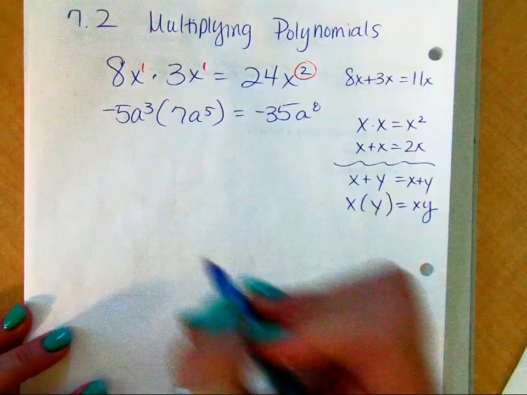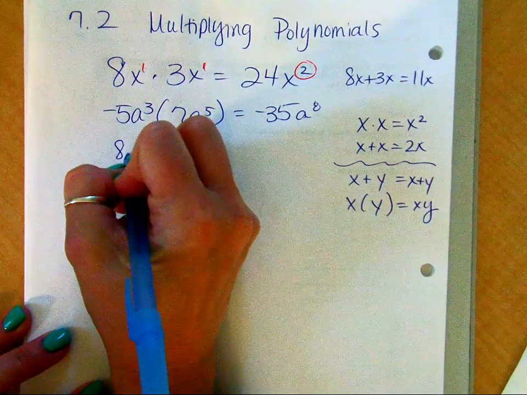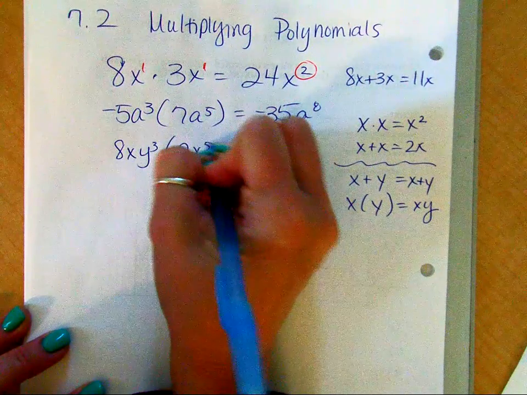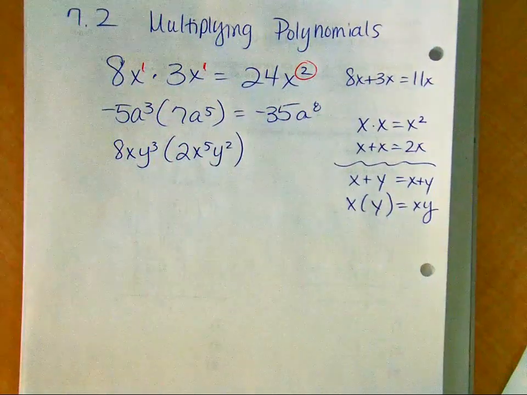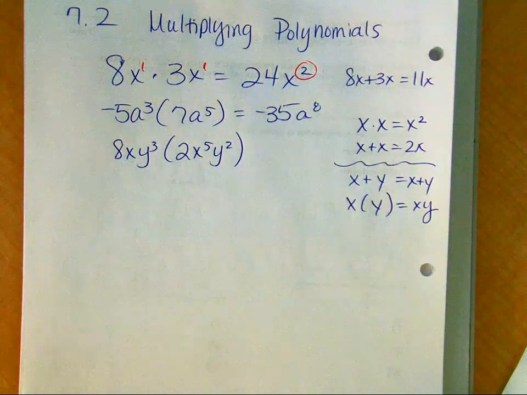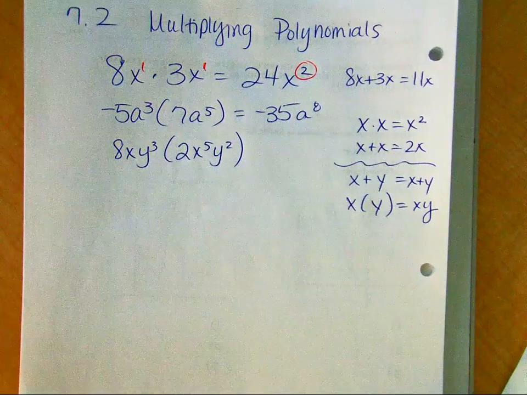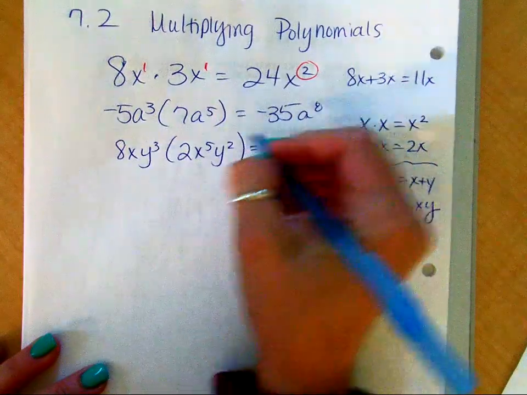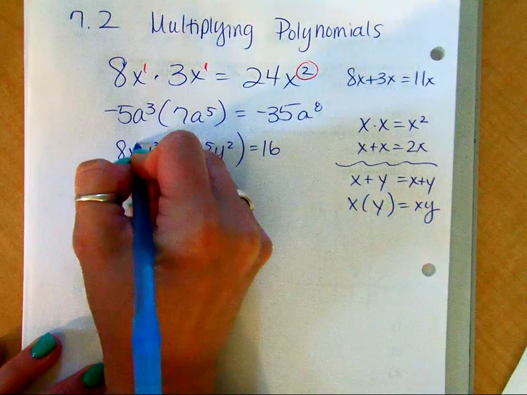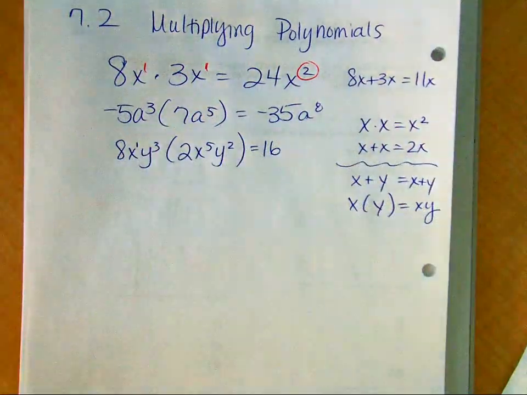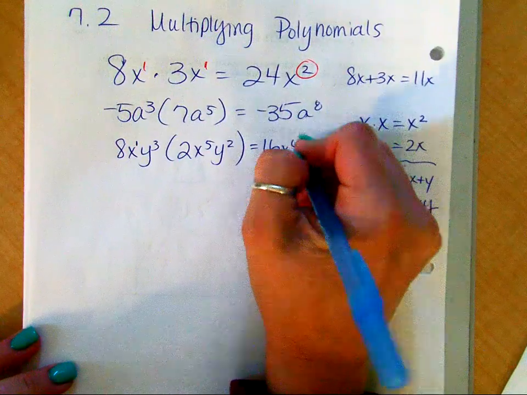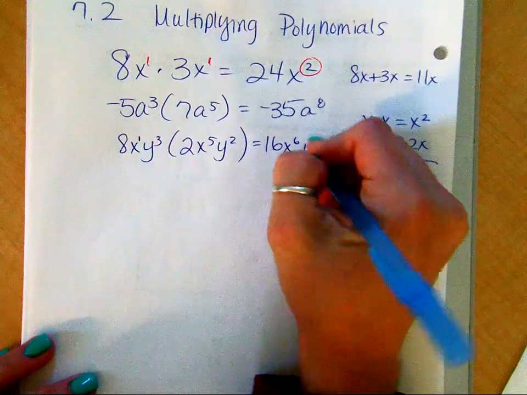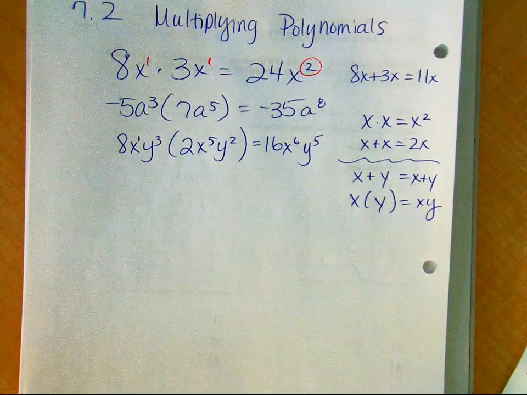So if I ask you to multiply 8xy to the third times 2x to the fifth y squared, could you do that? Sure. It's like 3 separate problems: the 8 and the 2, the x's, and the y's. So it would be 8 times 2, x to the first times x to the fifth, which is add them, x to the sixth, y to the 3 plus y to the 2, y to the fifth. Are you with me? This is nothing new.